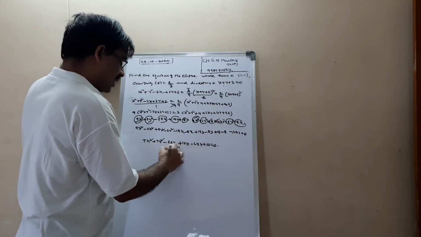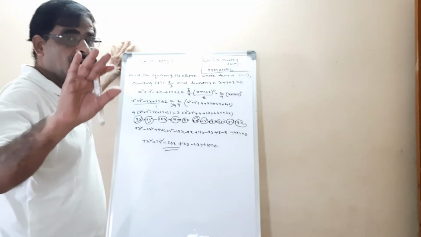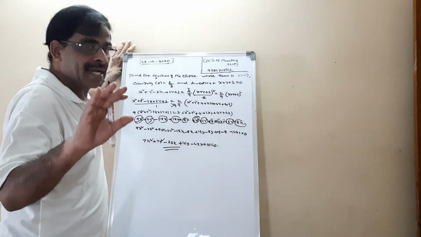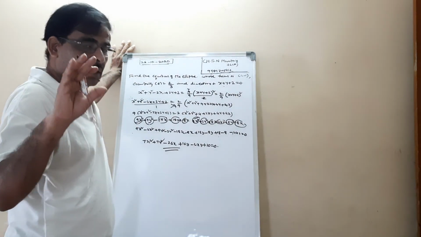This is the equation of the ellipse if the focus, eccentricity and the directrix of that ellipse are given to you.